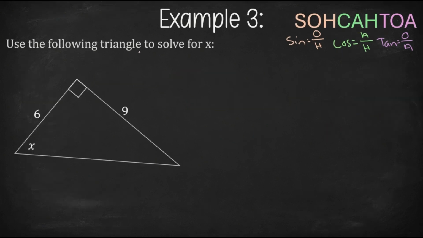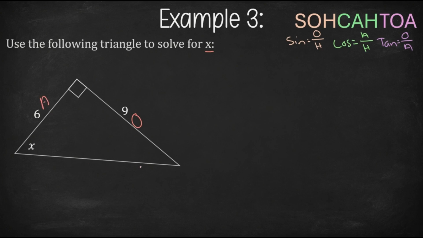For example 3, we have to solve for x this time using this triangle. So let's see what we've got. We've got this 9 that is known to us, and that forms part of our opposite side. Remember, the hypotenuse is the side that is directly opposite our 90-degree angle. And here, this 6, that is the length of our adjacent side.